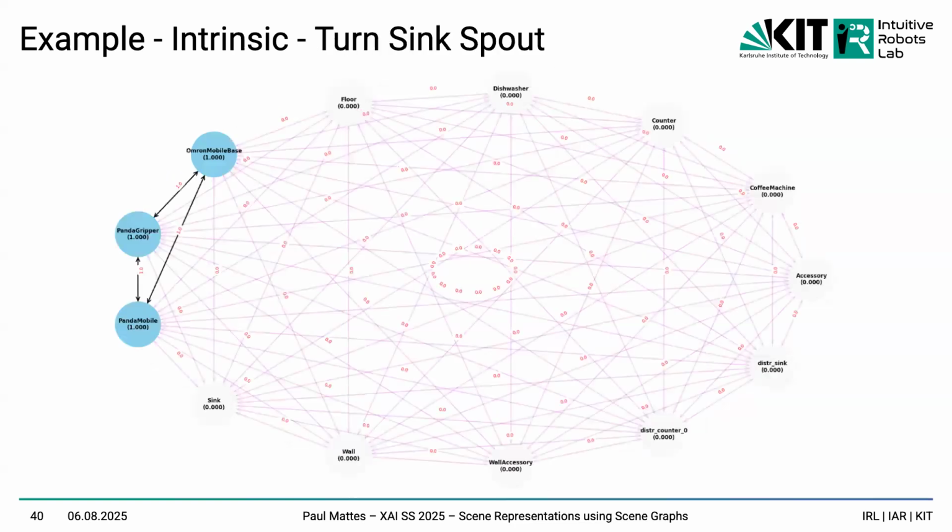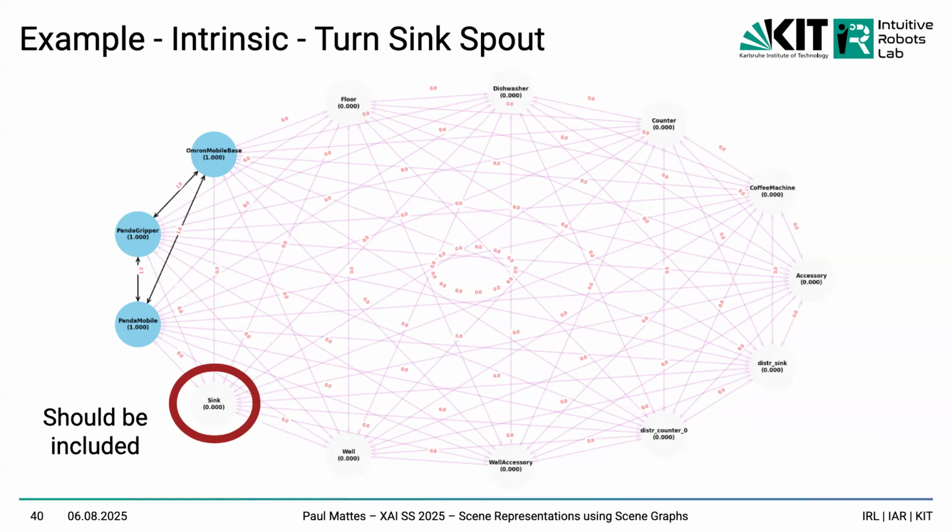We also did it for turn sink spot. So it just had to go forward and turn it. And we also told the model during training, hey, the sink should be included because it's important for turning the sink spot, right? Which in the rollout, it did not include. So even in the intrinsic case, and even if we tell it, hey, those things are important and those are not, there are still some mistakes.